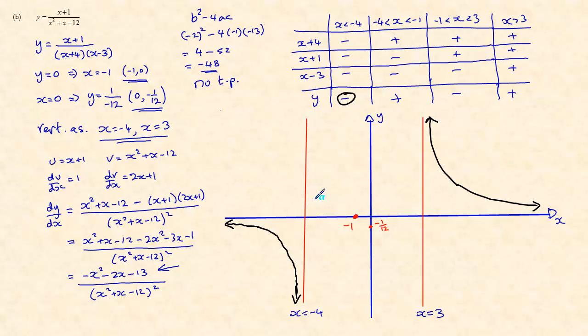Now, between -4 and -1, it's positive. When x is close to -4, the denominator is going to be close to 0, so it must go up here. It's going to come down, it's going to go through here and here, and then it's negative in this region, so it's got to go off along the asymptote, like so. So this is y equals x plus 1 over x squared plus x minus 12.